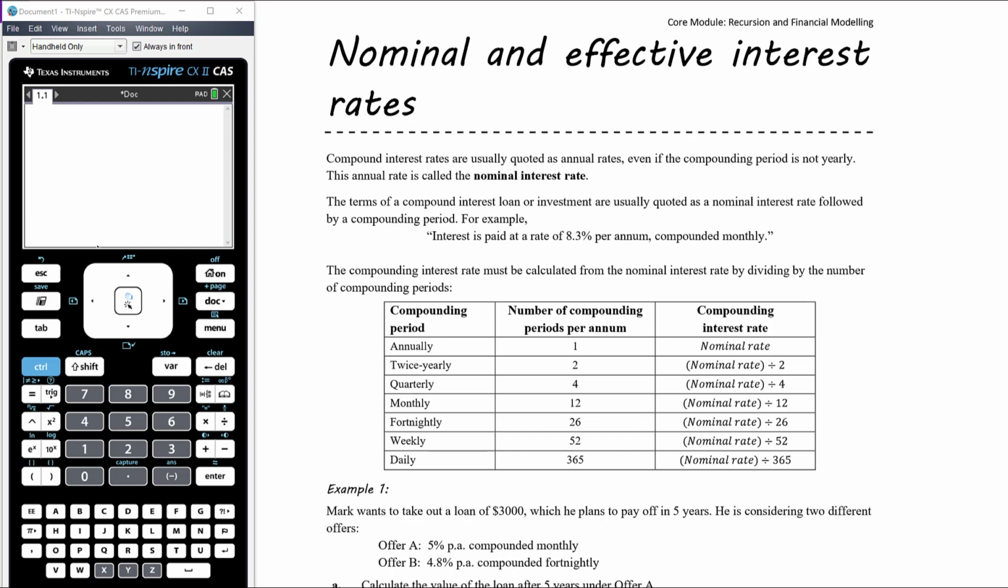So usually the question would say, you know, interest is compounded at a rate of 5.2% per annum compounded monthly. Okay, so it's still a per annum rate. You need to then adjust it. That rate's called the nominal interest rate, the annual interest rate.